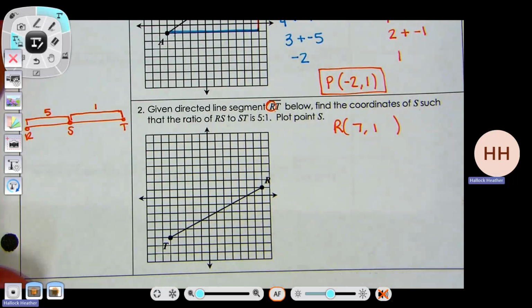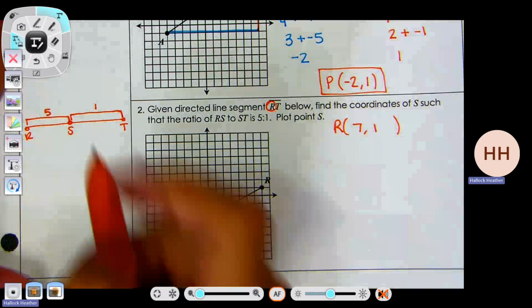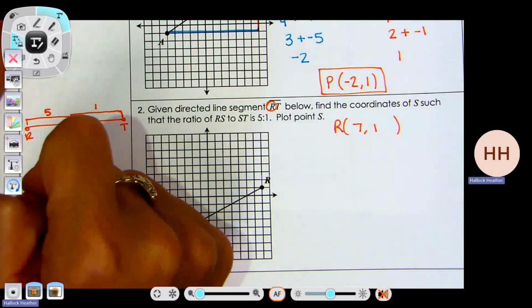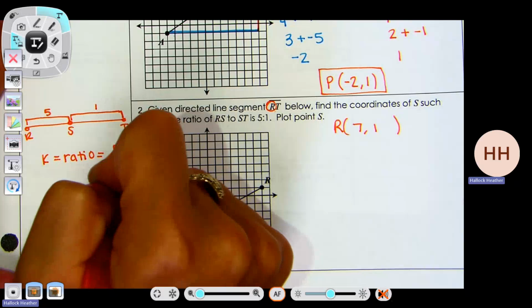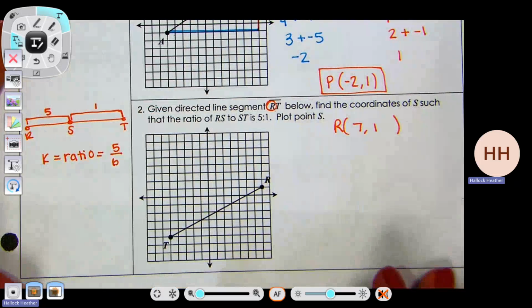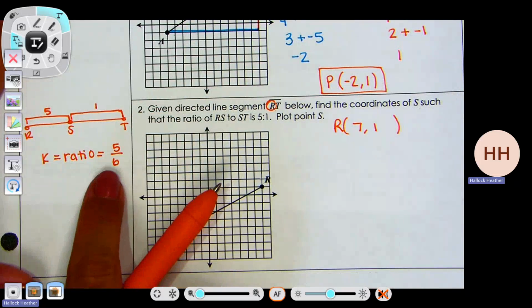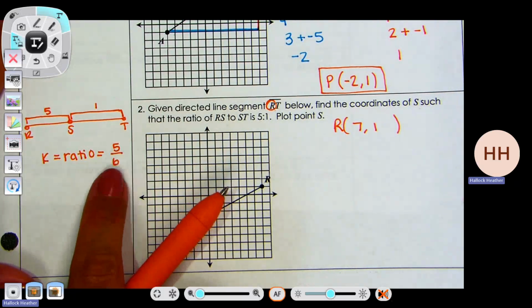So that's part to part. I need to change it to a fraction from part to whole. So what would be that fraction? 6. So my K, which is technically my ratio, my fraction I'm using, is 5/6. This is why it might be harder to just figure it out on the graph, because you're going 5/6 of the way instead of something nice like 1/2 or 1/4.